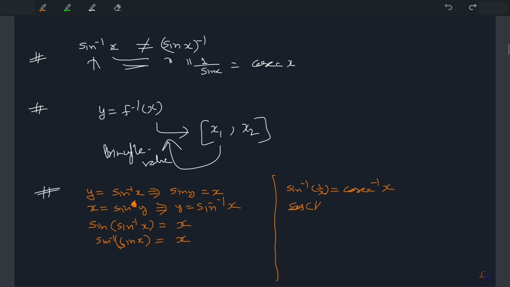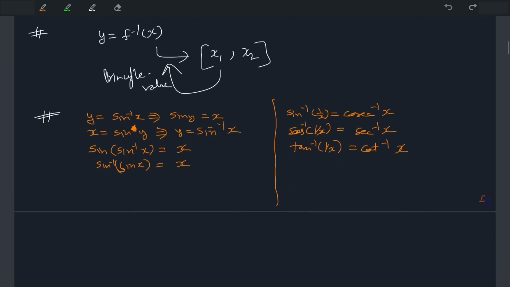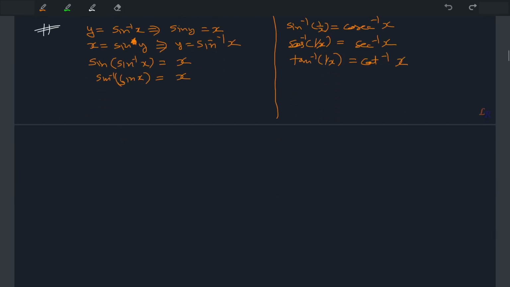Cos inverse of 1 by x we wrote as sec inverse x. We wrote tan inverse 1 by x as cot inverse x. Similarly, we saw this for some other functions. So for example, let me extend here again like this.